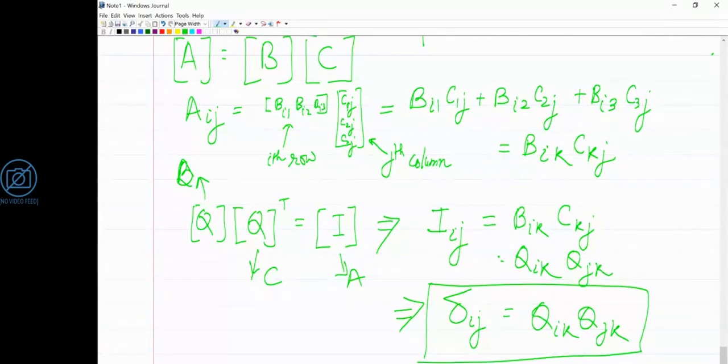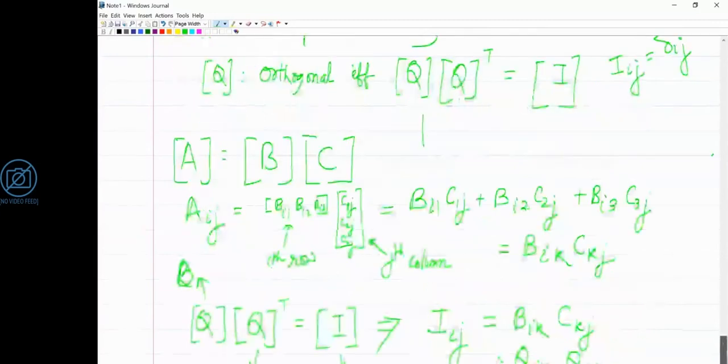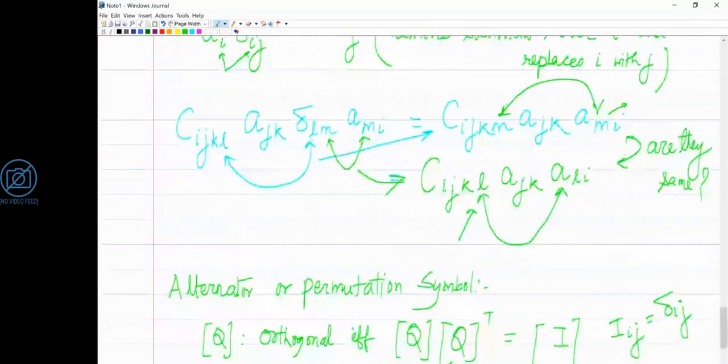So this was a very simple example. You will likewise come across more complicated examples or expressions where you will automatically have Kronecker delta, and then you will need to know how to work with them. Okay?